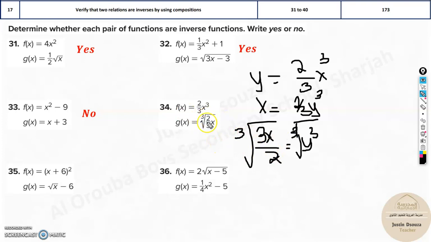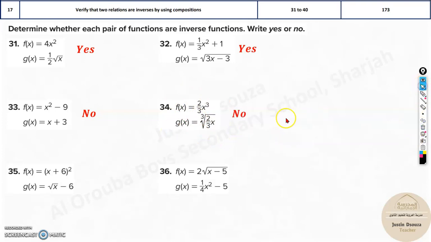Is it the same? No, here it is 2 by 3 x, over here it's 3 by 2, so this is no. The answer should be no. Let's just check. The answer is no. So that is how we do it. Very simple. All you need to do is simplify.